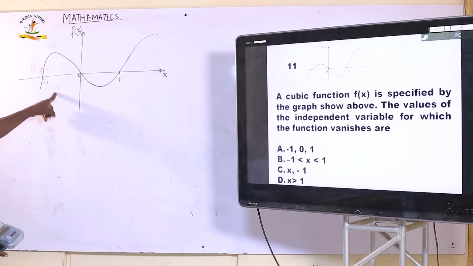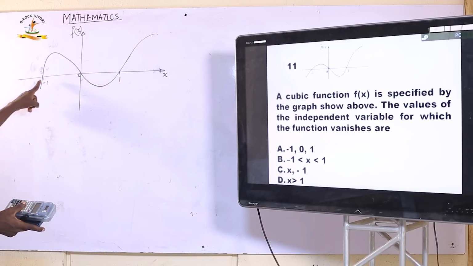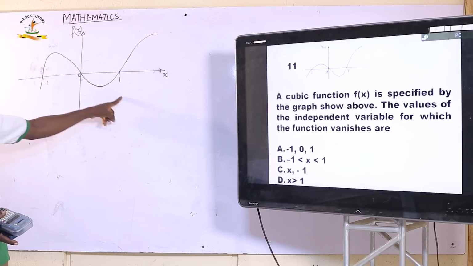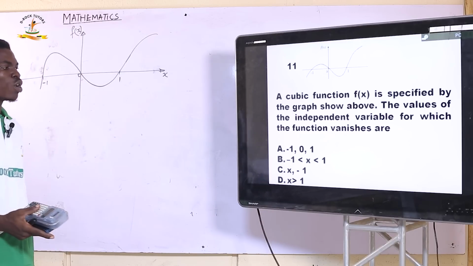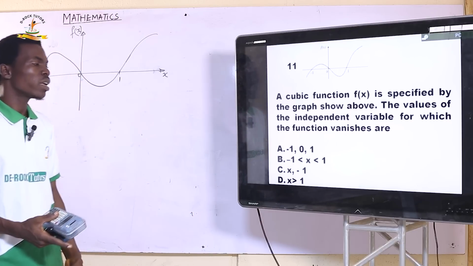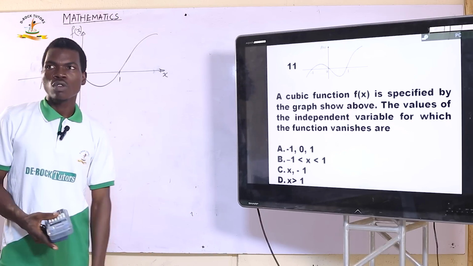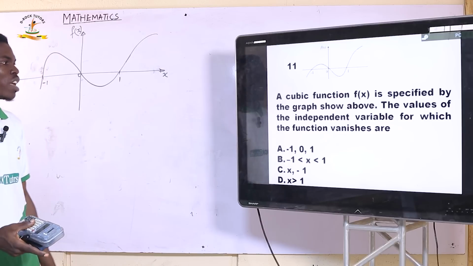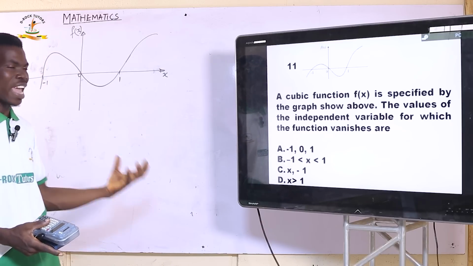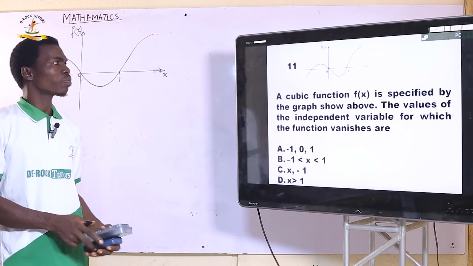Because at -1, the function ceases to exist, it becomes 0. At 0, the function will still be 0. And at 1, it will still be 0. So the correct option here is -1, 0, and 1. So those are the values for which the function is going to vanish. And the correct option is A. We go to the next question.